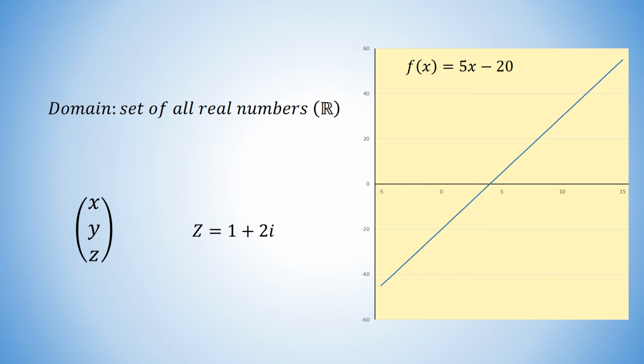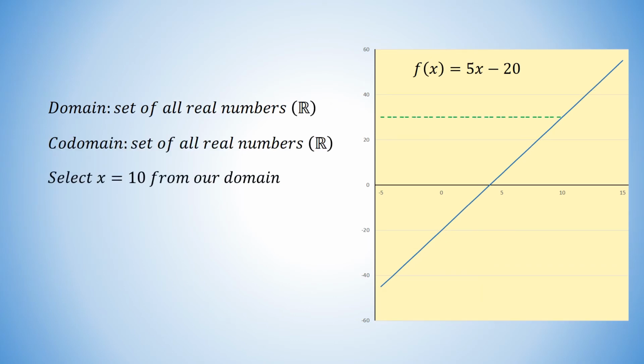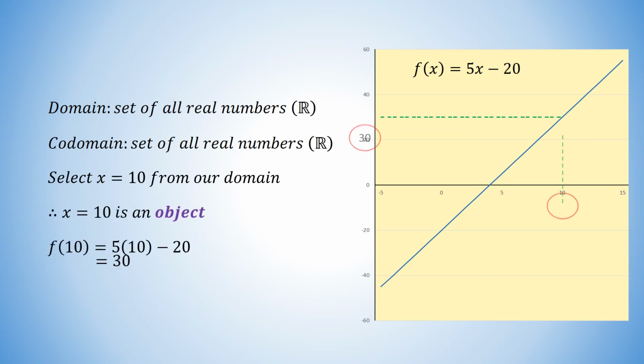Back to the example. Let's input a value x equals 10 into our function. This specific choice of input is called an object. Putting 10 into our function gives the result 30, which is the image of 10. So an object is a specific selection from our domain, and an image is the specific output corresponding to that object. How about the range?